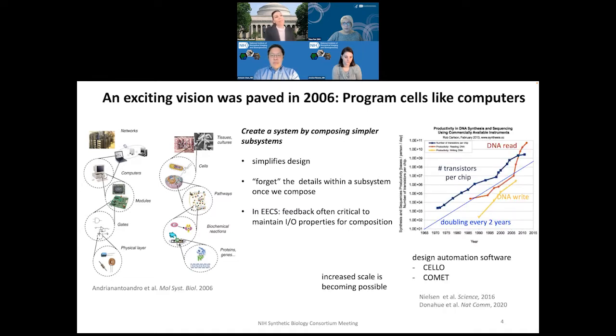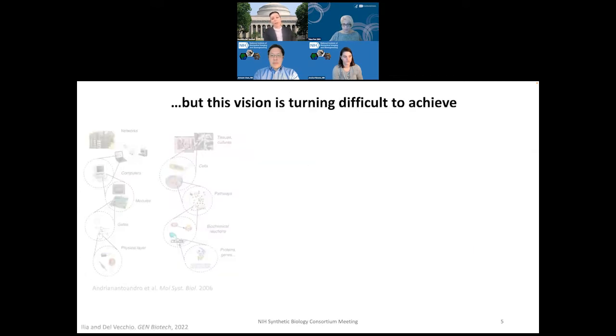And the exciting fact is that if you look at historical trends of how quickly we can synthesize and sequence DNA, and the advent of design automation software such as Cello and Comet, it has shown that increased scale is really becoming possible. So the trend is positive. But to some extent, this vision has been becoming difficult to achieve for a number of reasons.